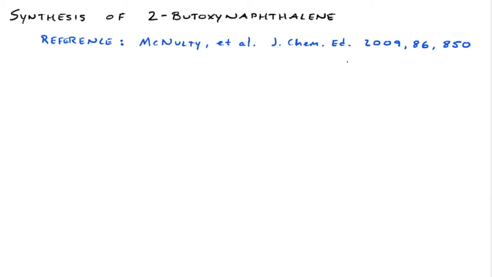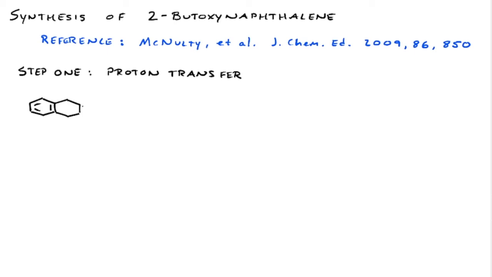So this process is going to be two steps. In step one, we're going to have a proton transfer, which is really just an acid-base reaction. We're going to take 2-naphthol, and I'm indicating this proton right here in green because we're going to be removing that proton in an acid-base reaction. To the 2-naphthol, we will add sodium hydroxide.